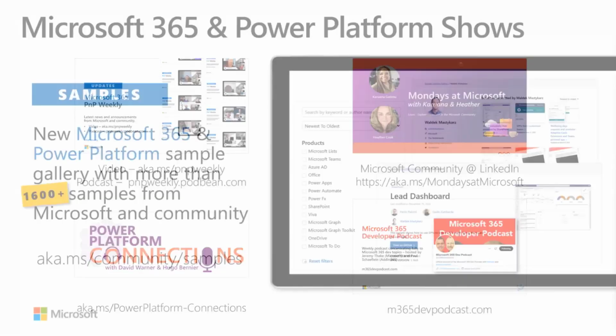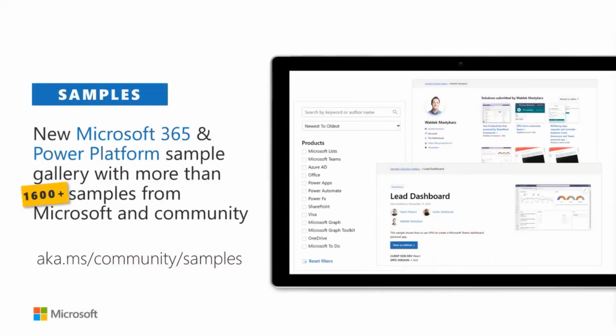Now, related to the samples and assets which are available, we have a lot of them. We have like 1,611 samples right now available from our unified sample gallery, and it is growing. So you'll find samples which are related to Microsoft Graph Toolkit, scripting, PowerShell, SharePoint Framework, Microsoft Teams bots, and many other things as well. So you can easily access all of the samples contributed by Microsoft and community from one centralized location. So do take advantage of that.